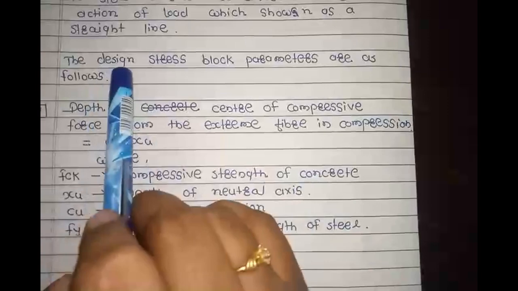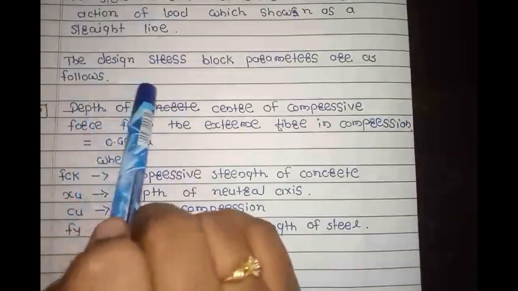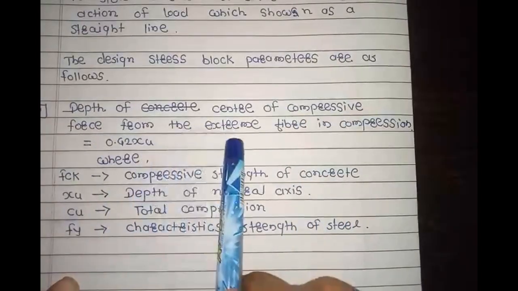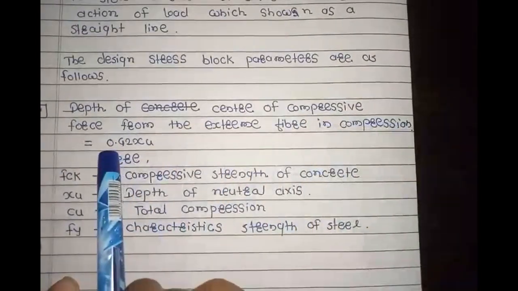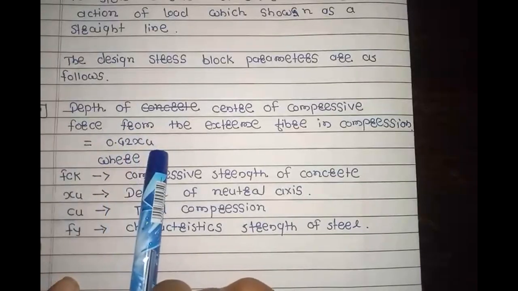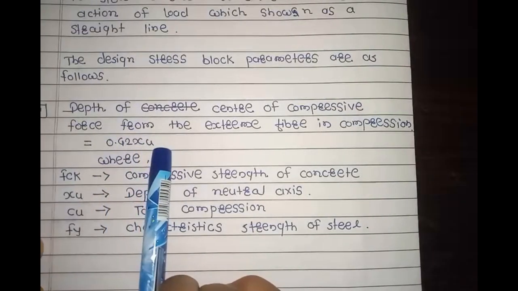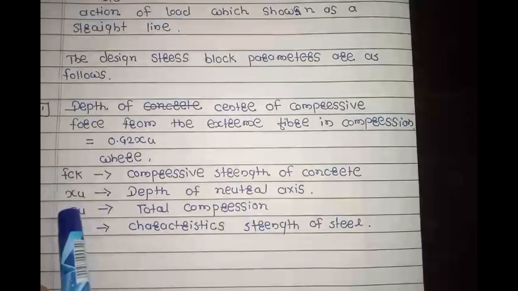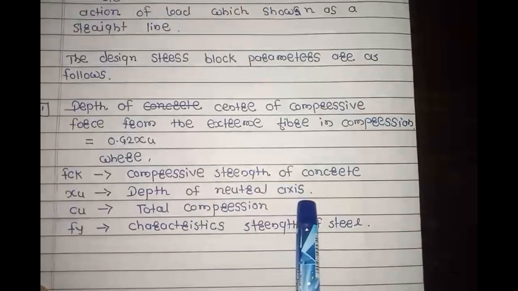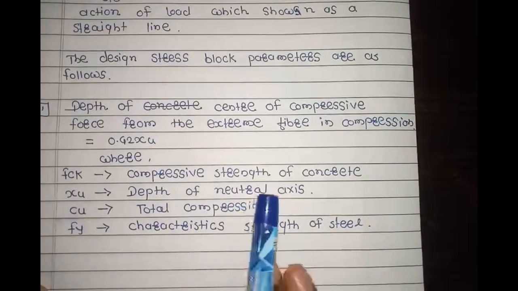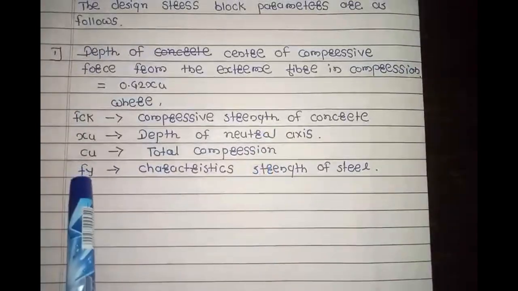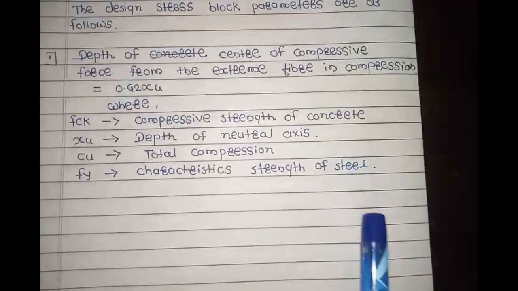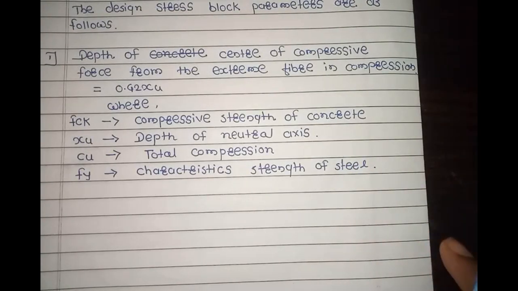You can see the design stress block parameters are as follows. Depth of center of compressive force from the extreme fiber in compression, this is the value 0.42 XU. XU is the depth of neutral axis. FCK means compressive strength of concrete. Cu is the total compression or compressive force. Fy is the characteristic strength of steel or grade of steel.